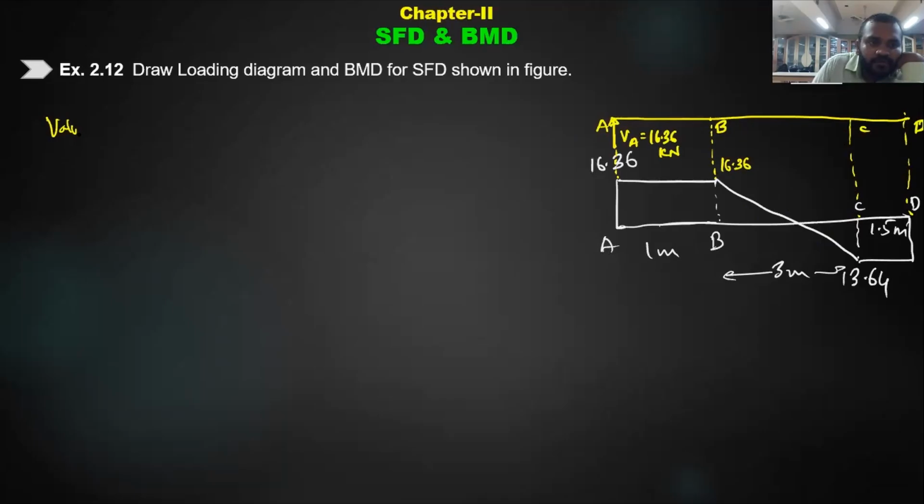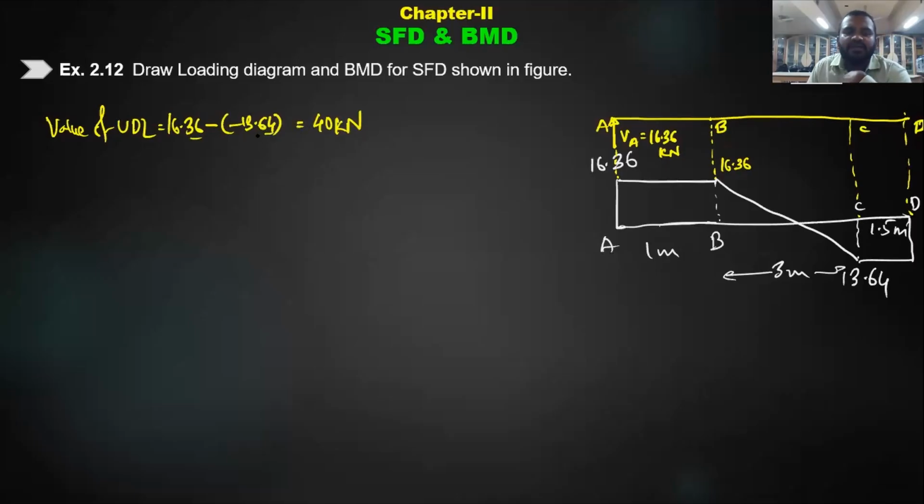16.36. The value of UDL is 16.36 minus of minus 13.64. कितना? 40 ना? यस सर। 40 किलो न्यूटन। सॉरी 39 नहीं, 30 होता है। हाँ वेरी गुड, ठीक है। तो हमारा ये 30 रहेगा। तो अभी मेरा W इंटू स्पैन, स्पैन कितना है मेरा UDL का? 3 मीटर। इस 30, so therefore my W will be 10 किलो न्यूटन per meter.